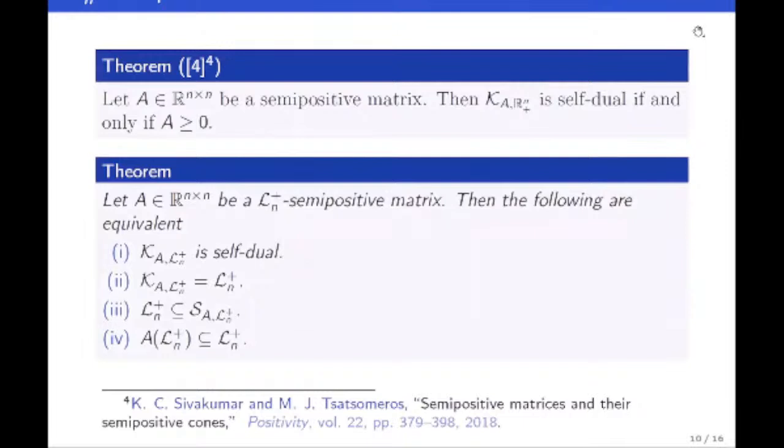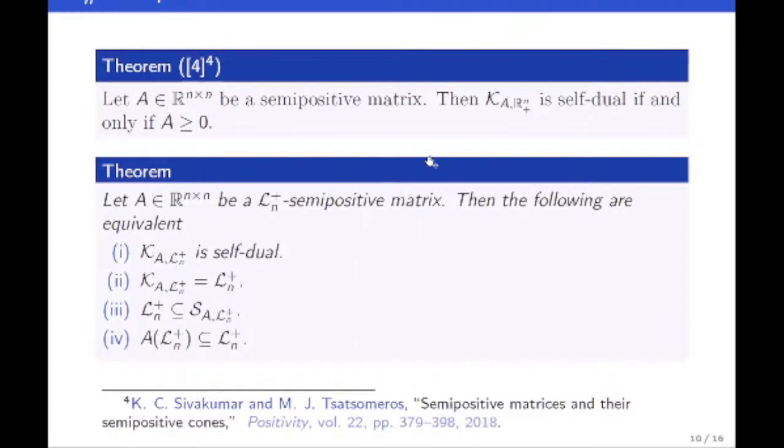Here the first result states that for any Rn plus semi-positive matrix A, the semi-positive cone Ka Rn plus is self-dual if and only if A is greater than or equal to 0. That is, the entries of A are non-negative. Now, A greater than or equal to 0 means A belongs to pi of Rn plus.